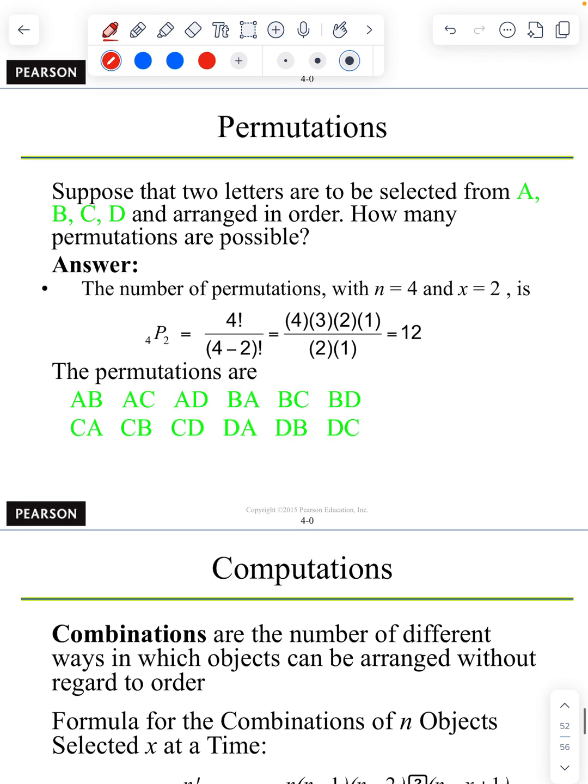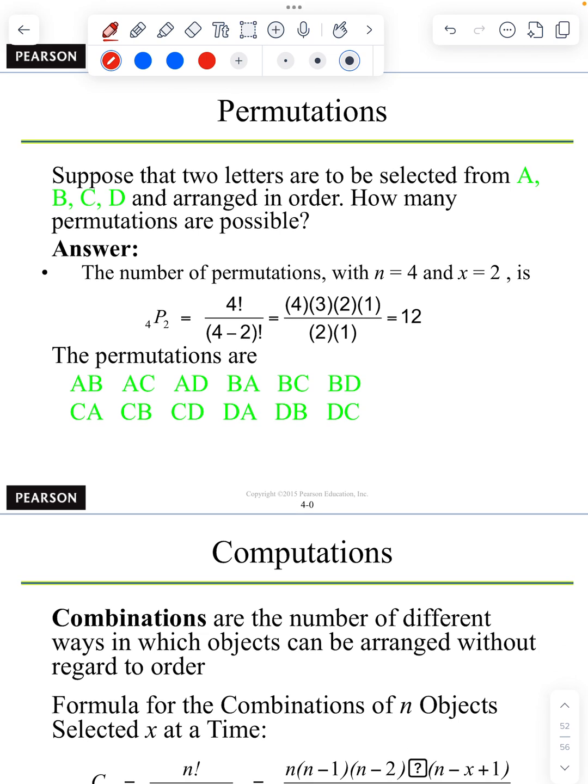Let's look at this. Suppose two letters are to be selected from A, B, C, D and arranged in order. How many permutations are possible? The number of permutations, your n is 4 and your x is 2. Now, you're going to take 4 over 4 minus 2. And when you do this, you're looking at the different possible arrangements: A B, A C, A D, B A, B C, B D, and so forth.